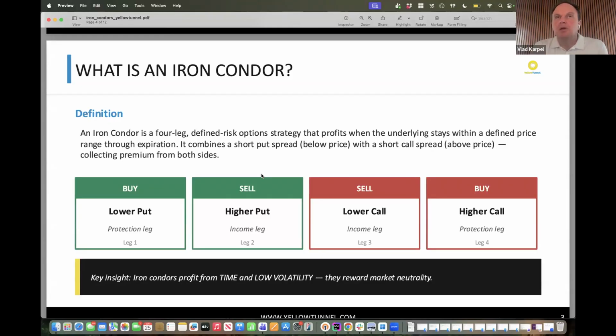So you can buy a put, and you can hedge your positions. Or you can sell a put. Let's say you sell an out of the money put, then if you get assigned, you can get delivery of the stock at a lower cost basis, right? So that's also a very popular strategy.